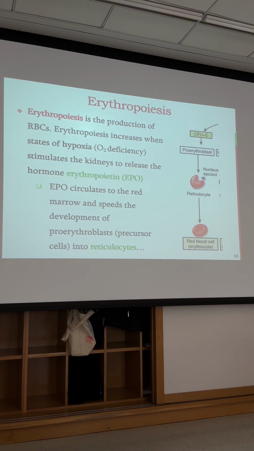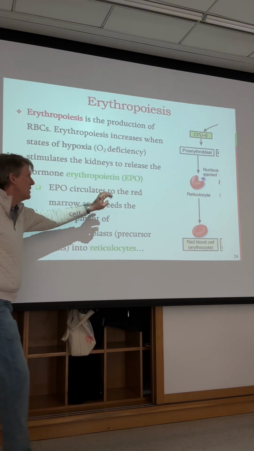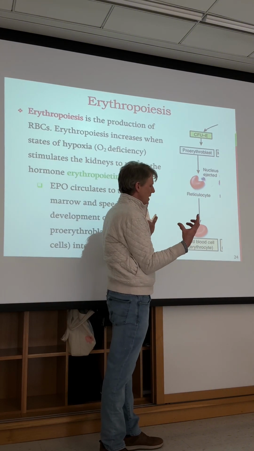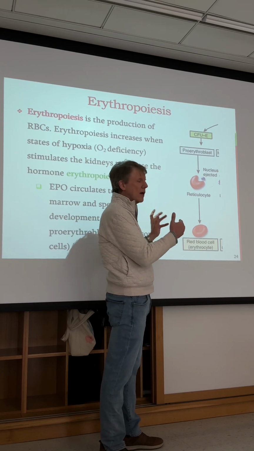And that's all mediated through the release of erythropoietin. And erythropoietin, of all things, actually comes from the kidneys. So kidneys are kind of monitoring for low oxygen levels. If they detect it, they release erythropoietin, which goes to the red bone marrow. And specifically what erythropoietin does is it speeds up the step from a proerythroblast. This is, by the way, just a magnification of that other diagram.